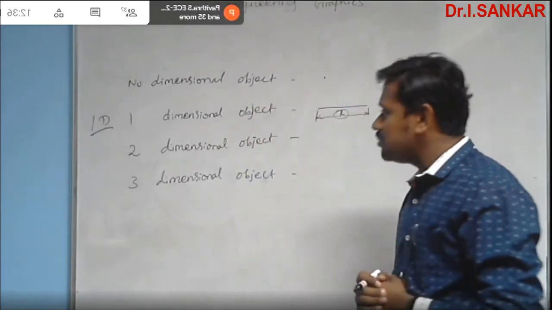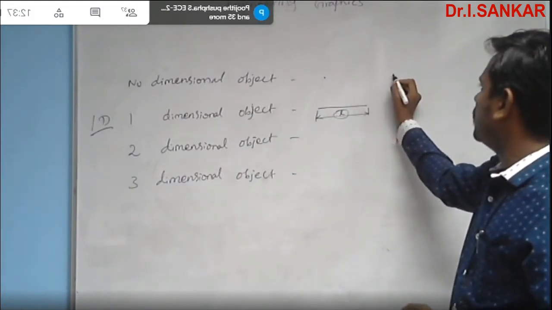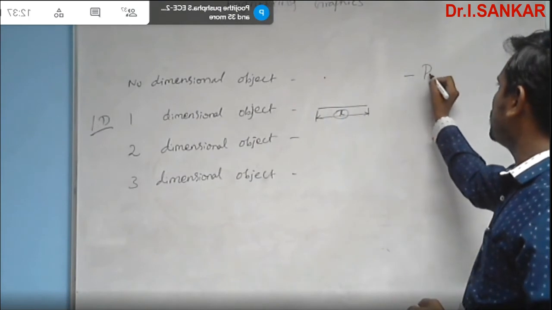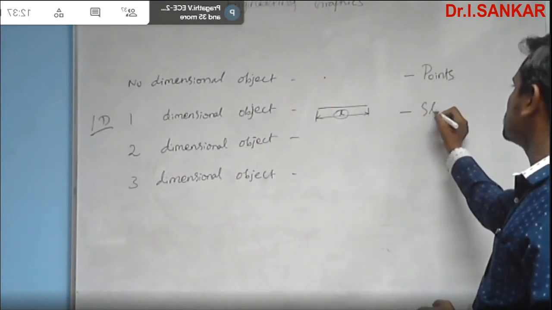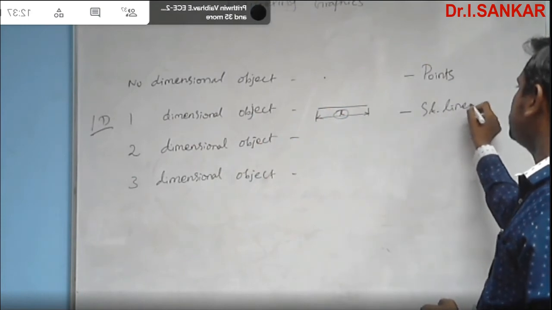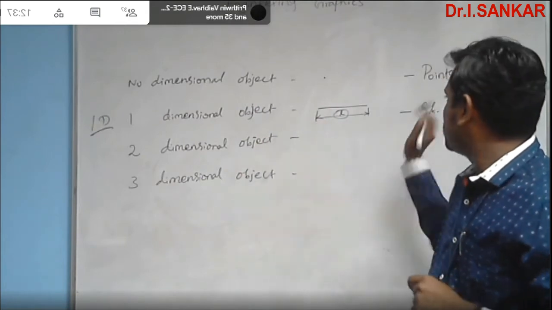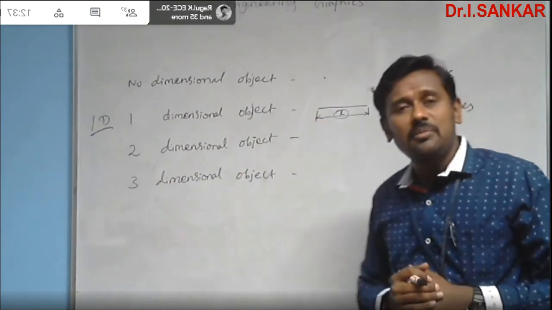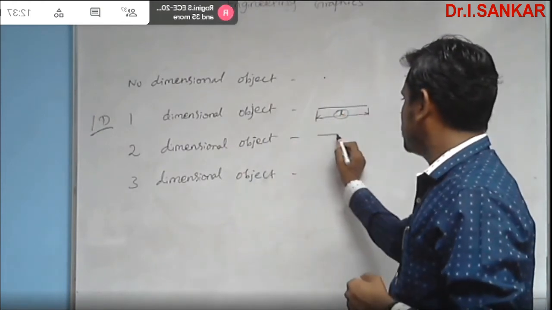And what can be a two-dimensional object? Let me mention the names. Zero-dimensional objects are nothing but points. One-dimensional objects are nothing but straight lines. And two-dimensional objects are nothing but planes.